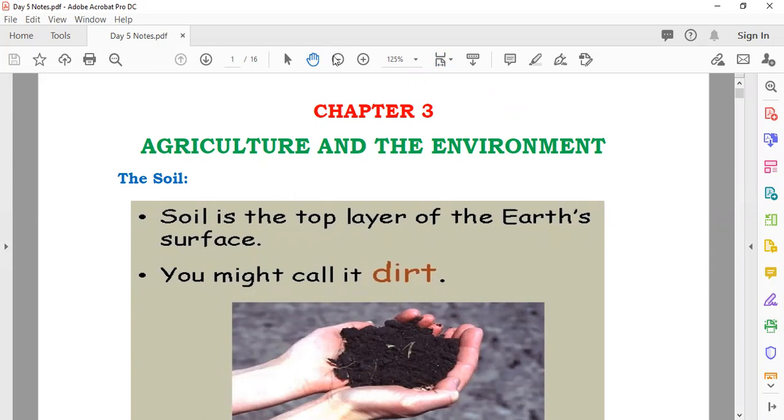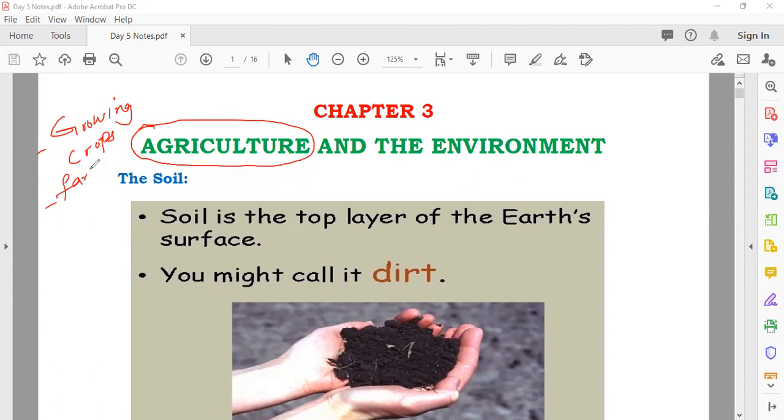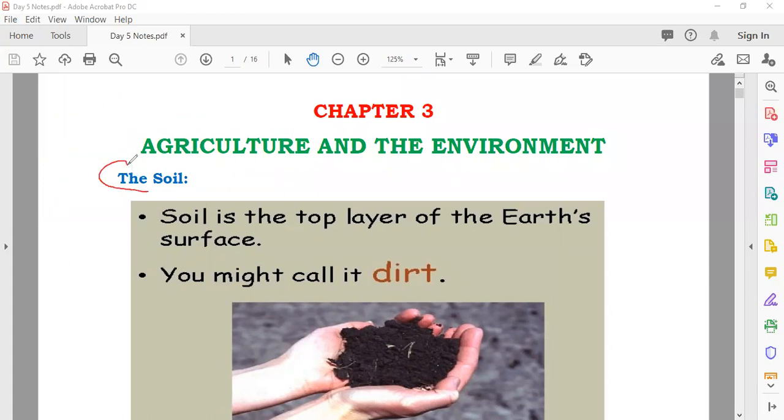So first of all, whenever you are talking about agriculture, what does it mean? Agriculture means it is related to growing crops. You can say also farming. So you'll cover agriculture, all these things. Whenever we are talking about agriculture, we need the soil to grow things.